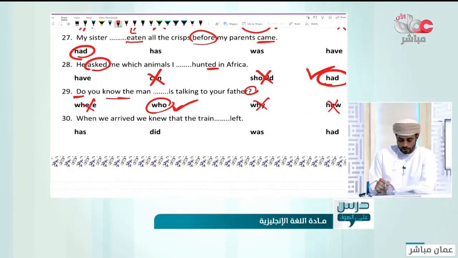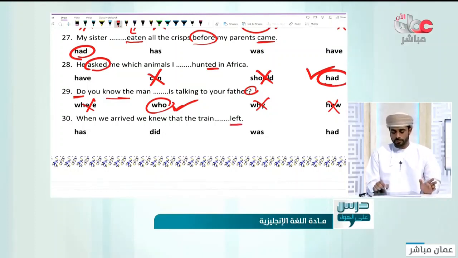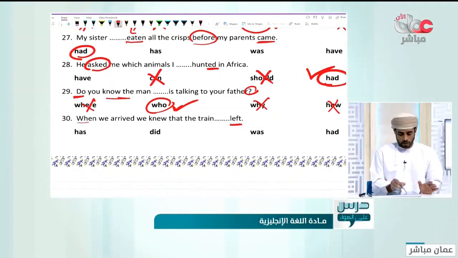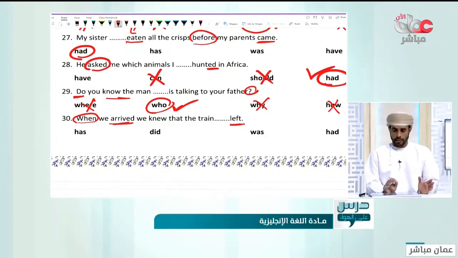When we arrived, we knew that the train something left. Good. Look at the one in here. How many actions? One, two actions. One of them is before the other one. Yes. When we arrived, the train left or had left. It would work. It could work, left. But in here we have a gap in here. So has left? No. Because this one is in the past simple, the other one should be in the past perfect. Yes, this one won't work.